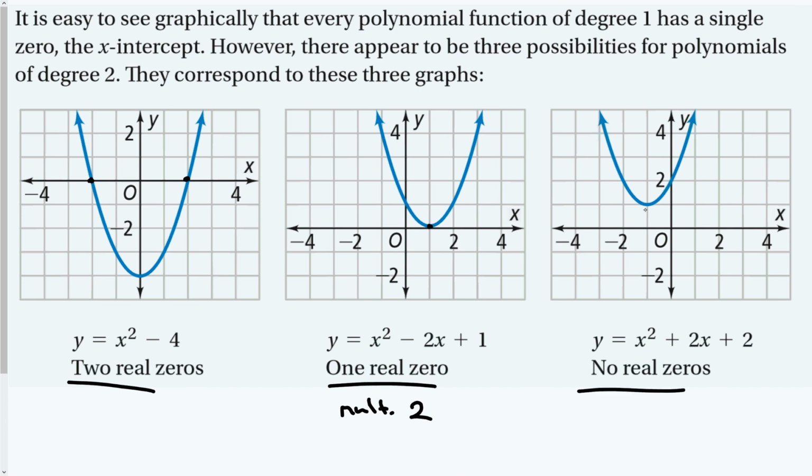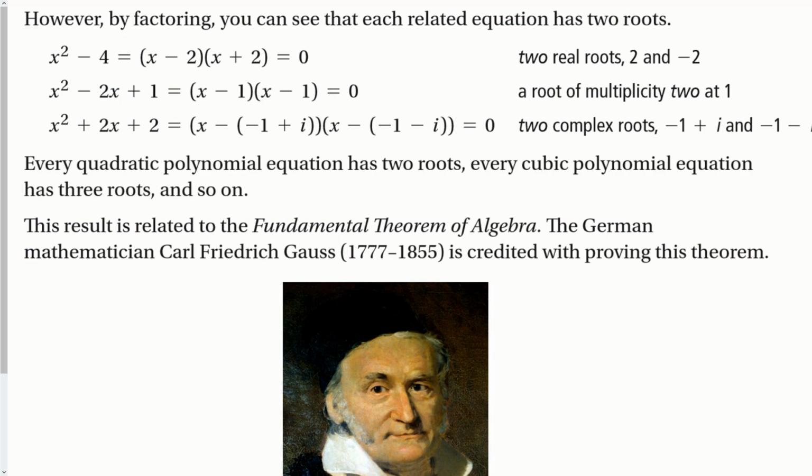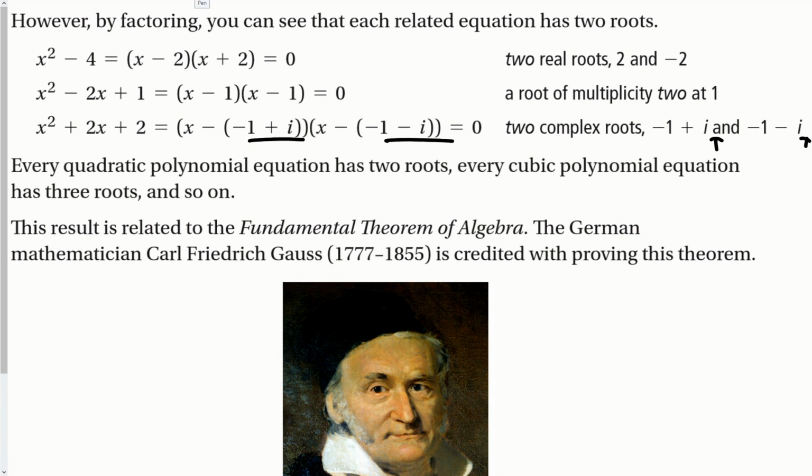This one has no real zeros. It doesn't cross the x-axis. But yet, that exponent there tells me that I should have two answers, which means that the two answers are going to be imaginary. They're going to have something to do with i. All right, so when you factor the rest of them, you can see that this has two real roots, this has a root with a multiplicity of 2, and this one is my two imaginary zeros.